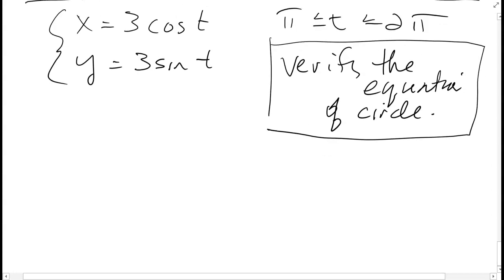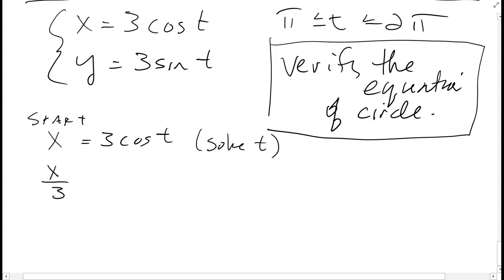So yes, you can look at that right now and guess what the equation of the circle is, but I want to verify it using our parametric equations. In other words, I want to do the long way of taking that and turning it into an equation in x and y. So to do that, I'm going to start with x equals 3 cosine t, and I want to solve for t. Okay, that's x over 3 equals cosine t. You've got to use inverse functions. t equals cosine inverse of x over 3.